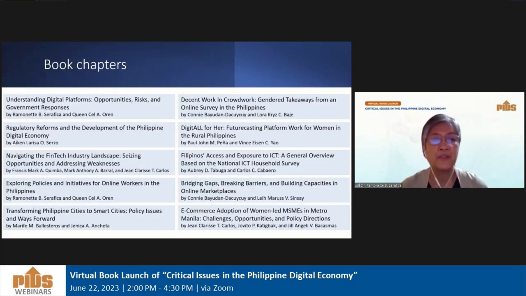Next slide. So we've given you a broad overview of the book, and we thank all the authors for their contribution. This is a compilation of the critical issues in various aspects of the digital economy. And as mentioned, each chapter assesses the current situation and identifies 3 to 5 critical issues and the ways to address them. So I think in the interest of time, I will stop here.